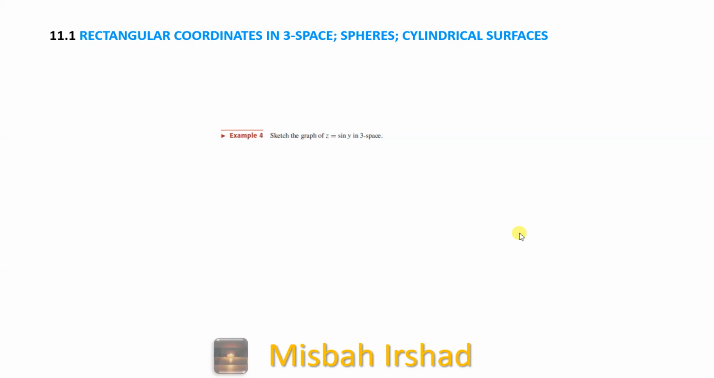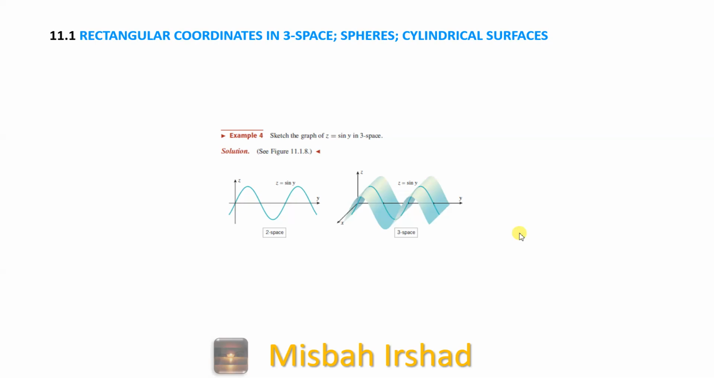z is equal to sine y. This is also an example of a cylindrical surface. So first of all, draw a curve in the yz plane. This is how it looks, and give height in the x direction. So we'll have this cylindrical surface.